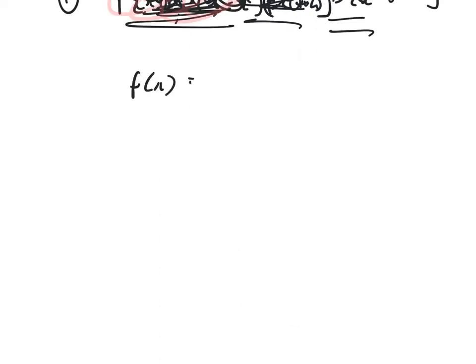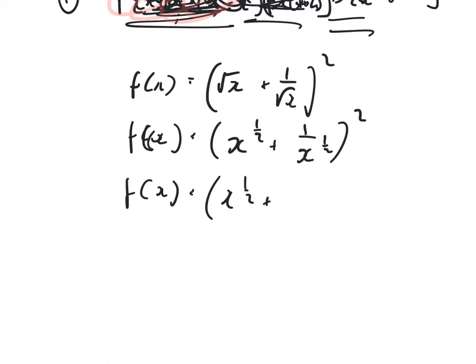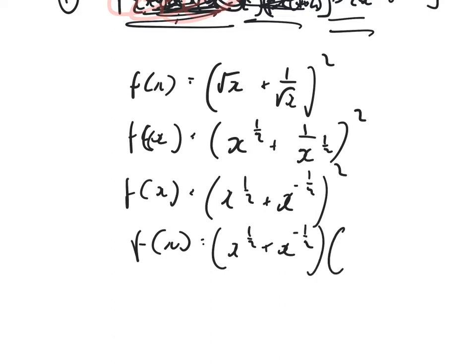Okay, let's try another, which is f of x equals root x plus 1 over root x, all squared. So that's x to the half plus 1 over x to the half, all squared. I can now continue to prepare that. That'll be x to the half plus x to the minus 1/2, all squared. So x to the half plus x to the minus 1/2, bracket, x to the half plus x to the minus 1/2.